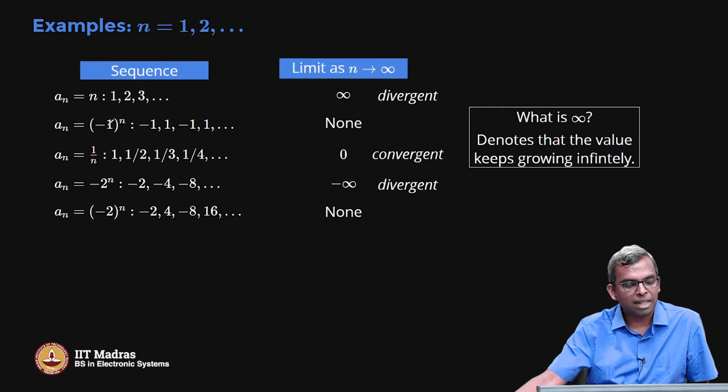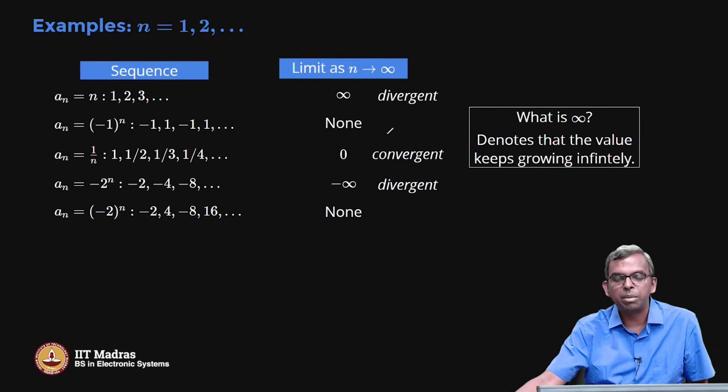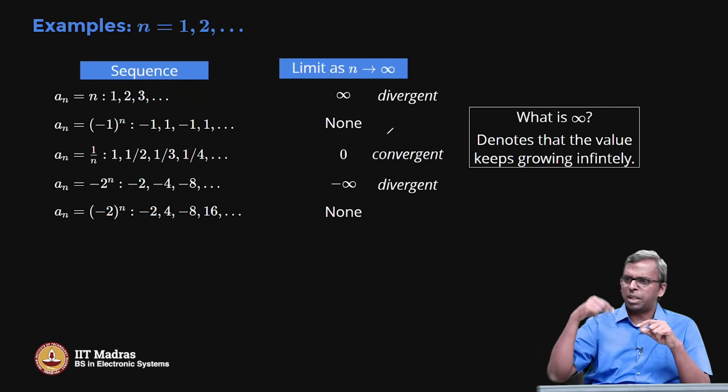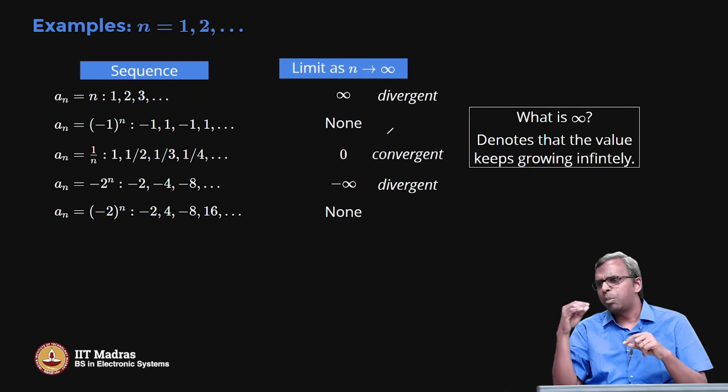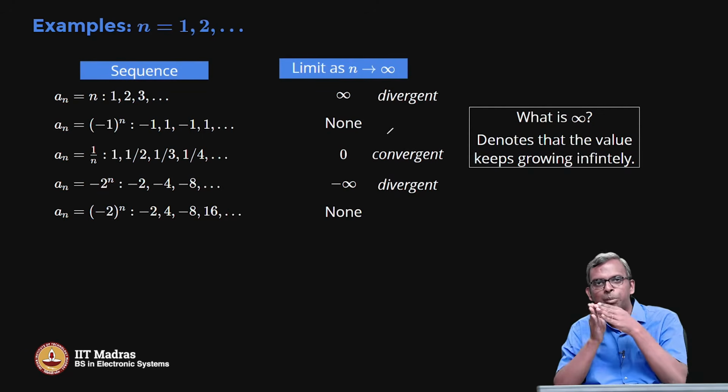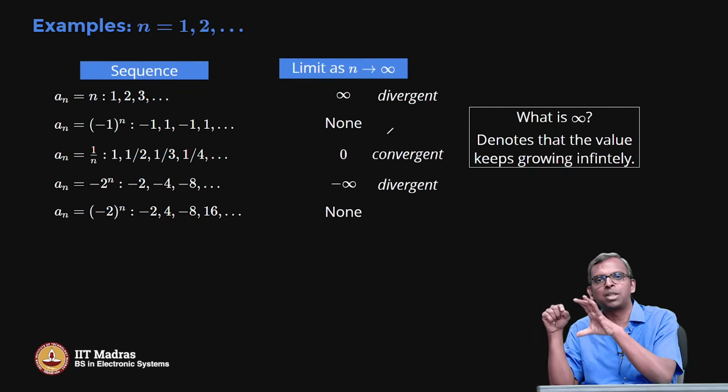So, if you look at this (minus 1) power n, again it's interesting: minus 1, 1, minus 1, 1, minus 1, 1, there is no limit here. Okay. So, why is there no limit? It goes to minus 1, 1, minus 1, 1, minus 1, 1. I can't put any particular value and say it is going to approach that. No, it's not approaching that. It's always at minus 1, 1, minus 1, 1.